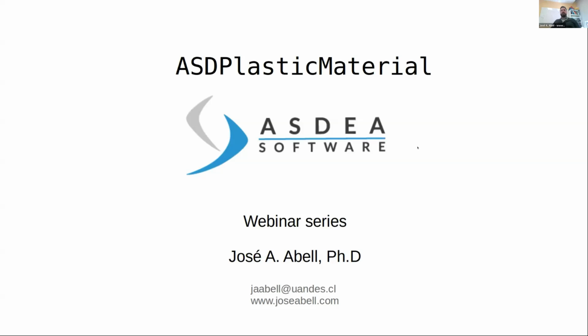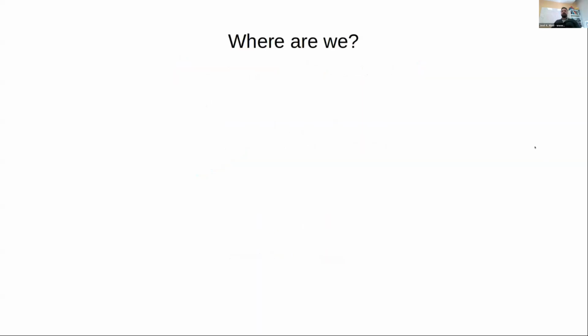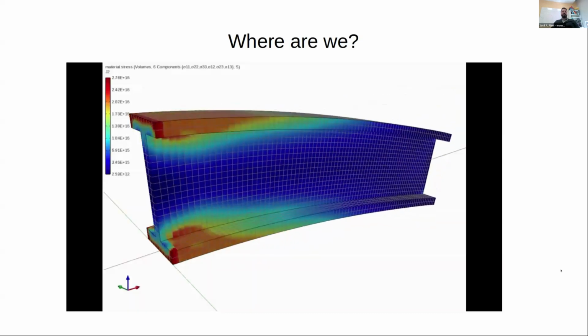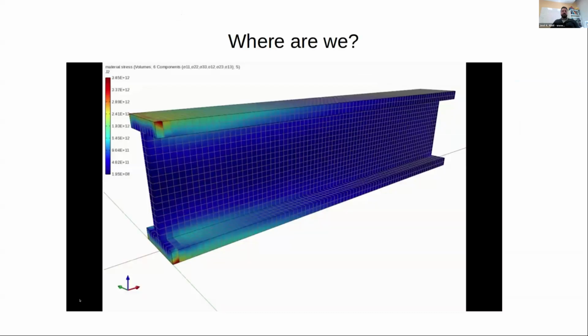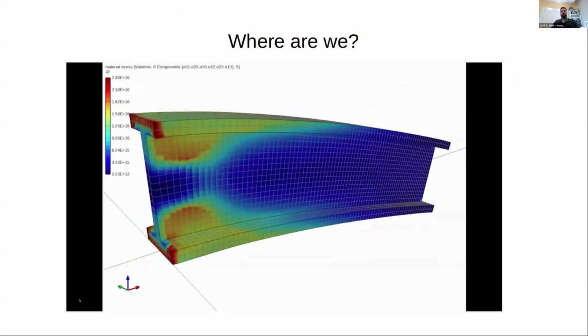Today we're going to be talking about this new implementation of a wide class of elastoplastic material models, which we call ASD plastic material. So what is it about? We want to simulate things which exhibit plasticity, like this little beam here. This video that you're seeing on my screen right now was done with the new ASDPlastic formulation.